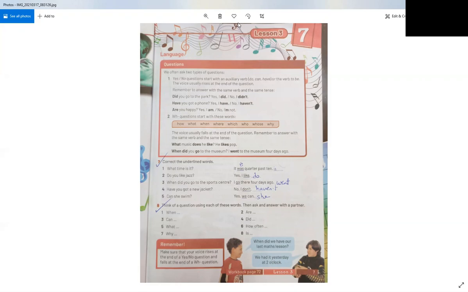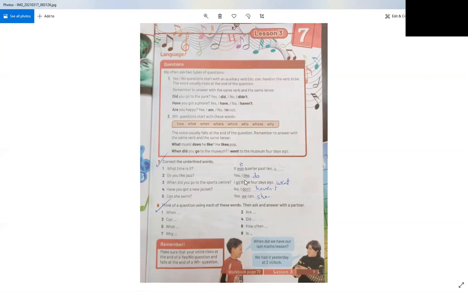Now let's look at exercise number 7. Correct the underlined words. What time is it? It is 10:15. Number 2, do you like jazz? Yes, I like. No, like here is not correct. We should say, yes, I do.